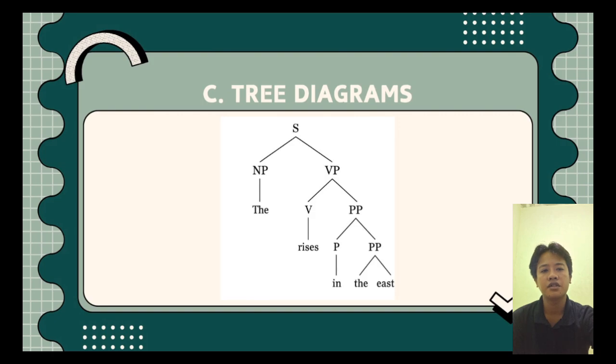Okay, next is tree diagrams. A tree diagram shows how a sentence is built. It helps us see which words go together and how they connect to make meaning. Even if we don't draw it now, we can understand that every sentence has small parts called constituents. These parts join together like branches of a tree. For the example, you can see it behind me.